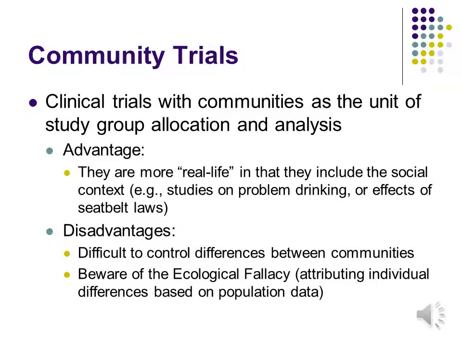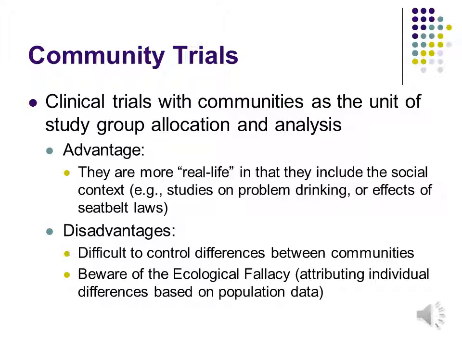The last concept I want to talk about with clinical trials is that of community trials, which are clinical trials with the community as the unit of allocation and analysis. These are useful in that they are more real life, more what really happens. They're more effectiveness trials rather than efficacy trials. They include social context. So, for example, studies on problem drinking or effects of seatbelt laws, those things affect people other than the subjects themselves, and so you can look at the societal context or the community context.